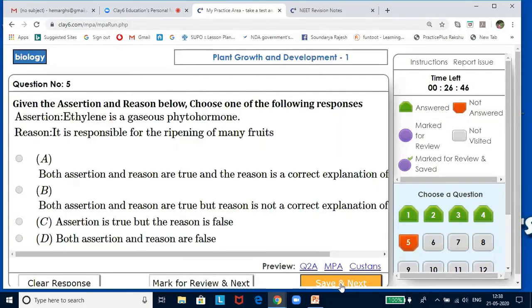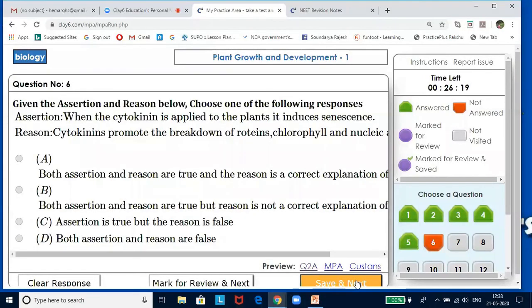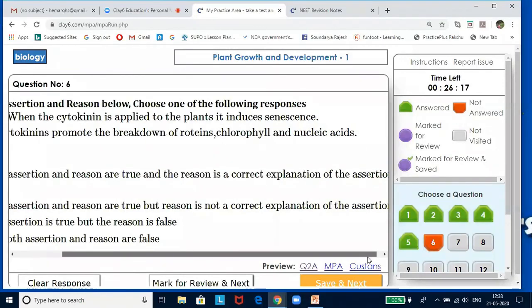ABA is produced in drought conditions. When ABA is applied exogenously, it promotes stomatal opening. False. No, it is also true. Both assertion and reason are true. Explanation of A.